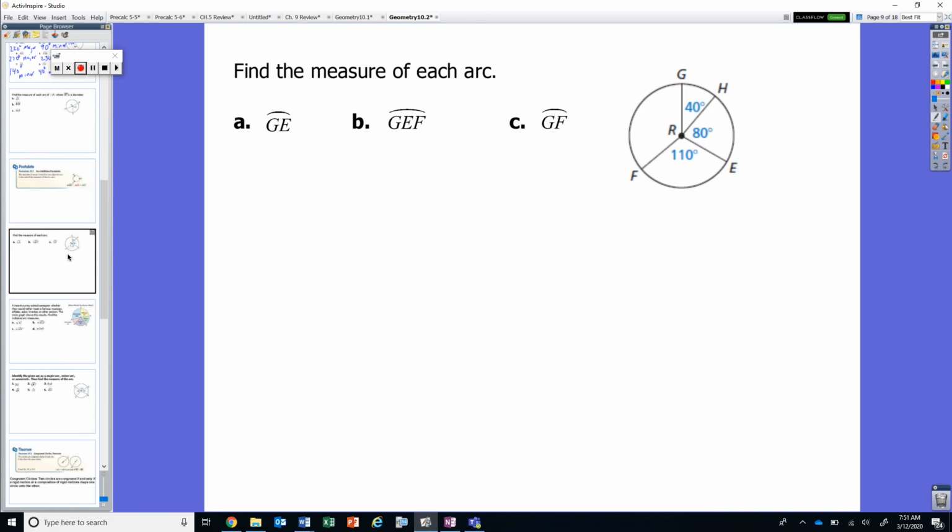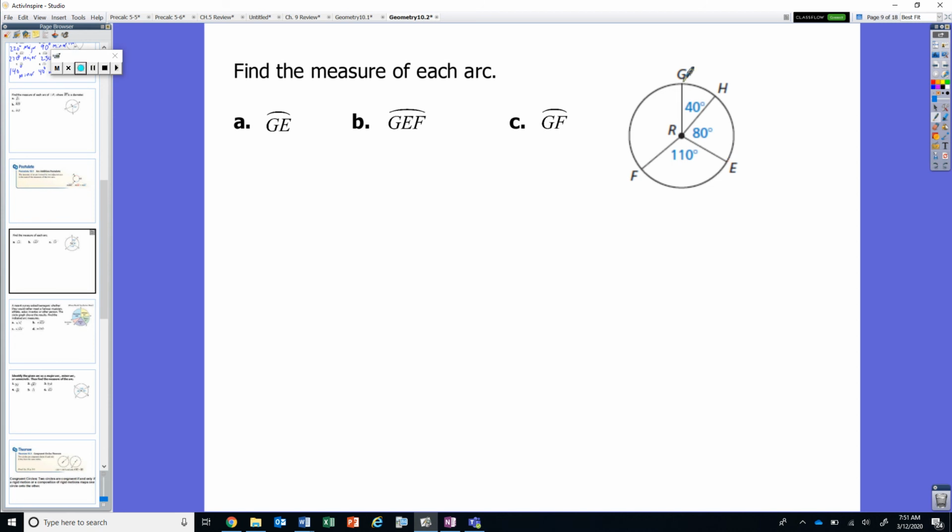It says find the measure of each of our arcs. So we want to first and foremost find the arc GE. Now, if you notice how I am going about this, I'm going from G to E. Well, the question is, why am I not going in the reverse order of G to E if you follow my cursor from left around? In that case, I'd be going in a counterclockwise rotation.